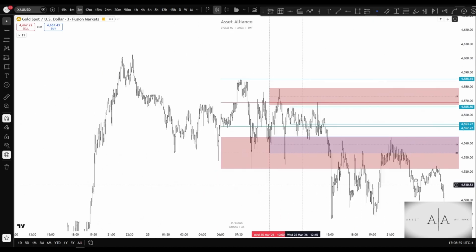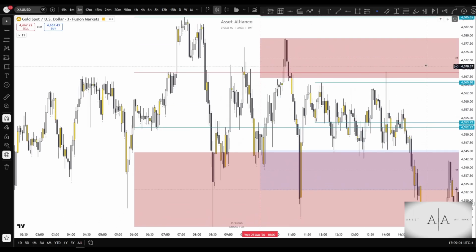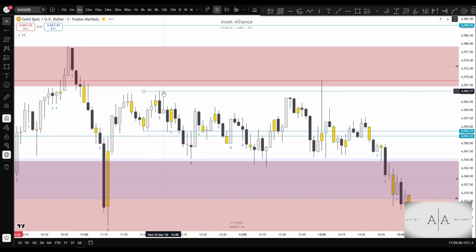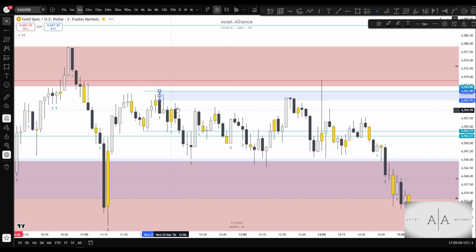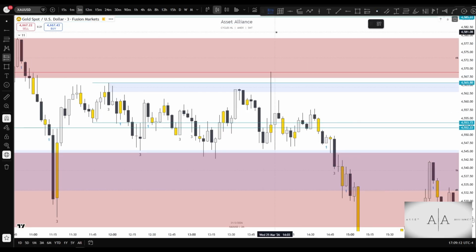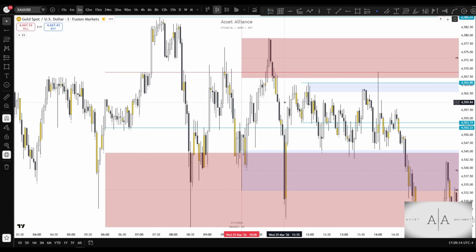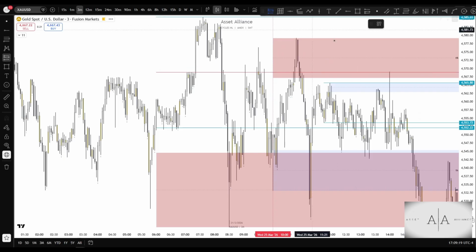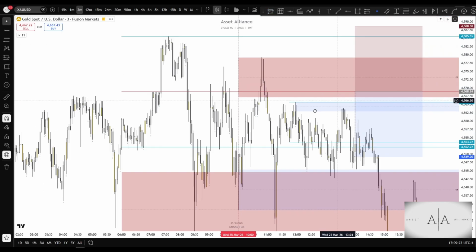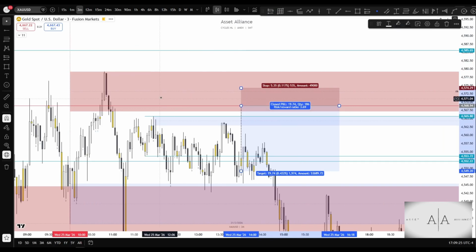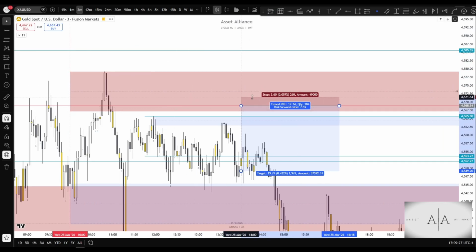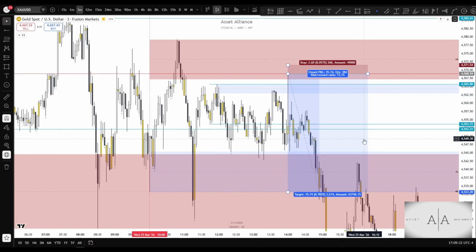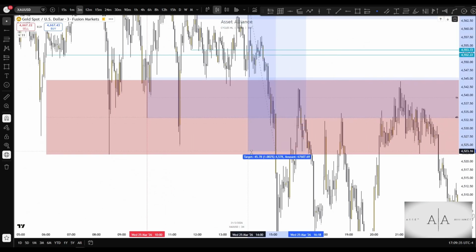Where we're here. Try to find an entry at the 1 hour or at the sweep here. Parent candle on the 1 minute. Sweep high. Entry either at the 1 hour, which is also a CE level of the 4 hour, right here. Stop loss, there's a fair value gap right there. And take profit at the first 1 hour low. Then 4 hour low.